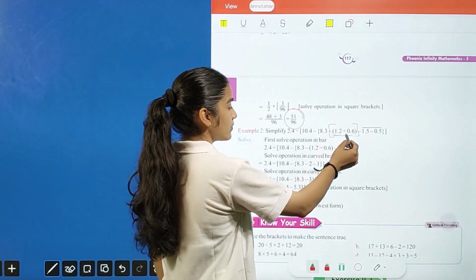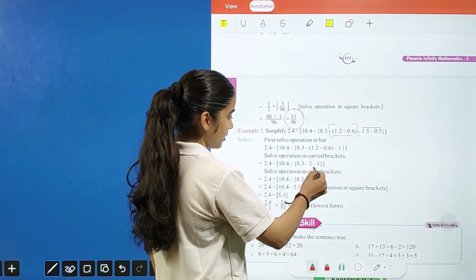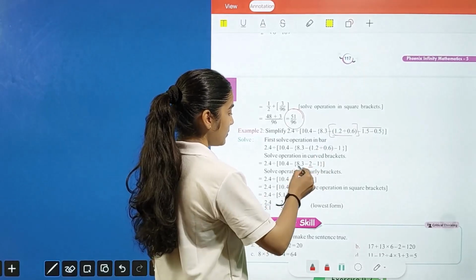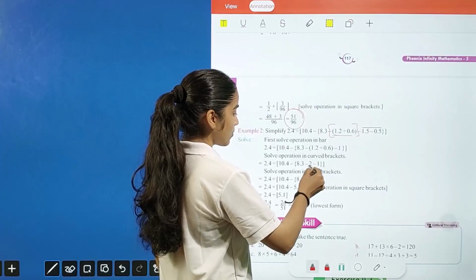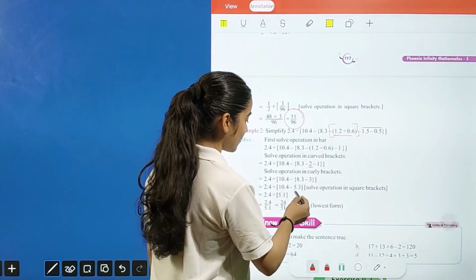So 1.2 divided by 0.6 is 2, right? Here we have 2. Then 8.3 minus 2 minus 1. So minus minus plus, so minus 3. 8.3 minus 3 is 5.3.